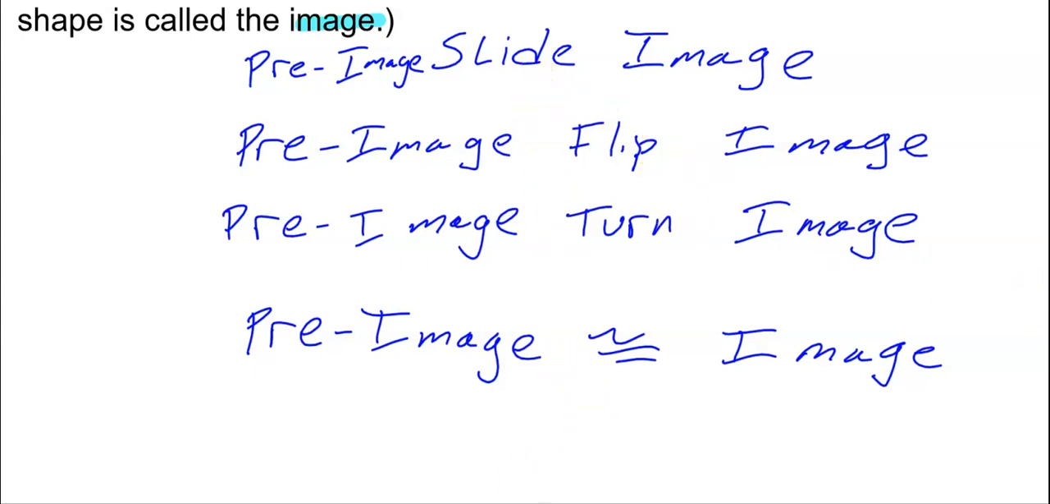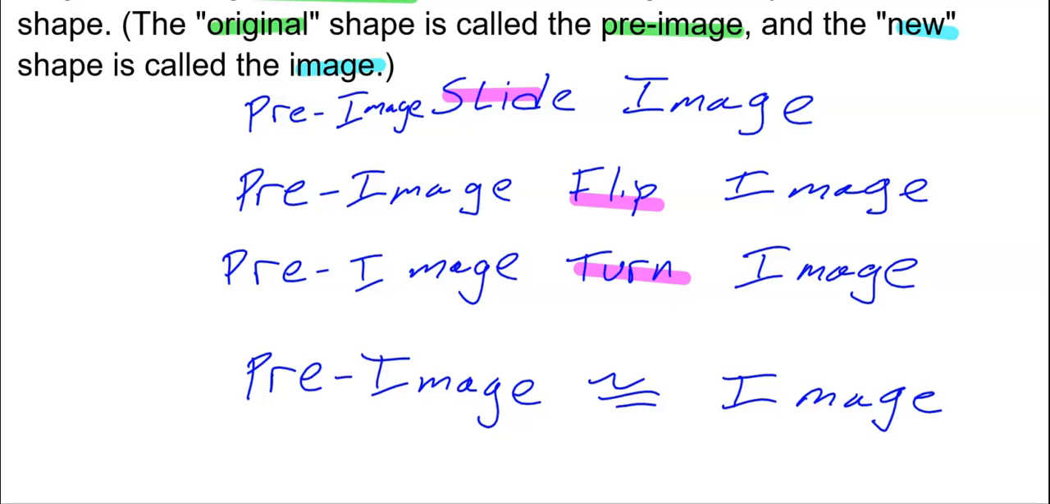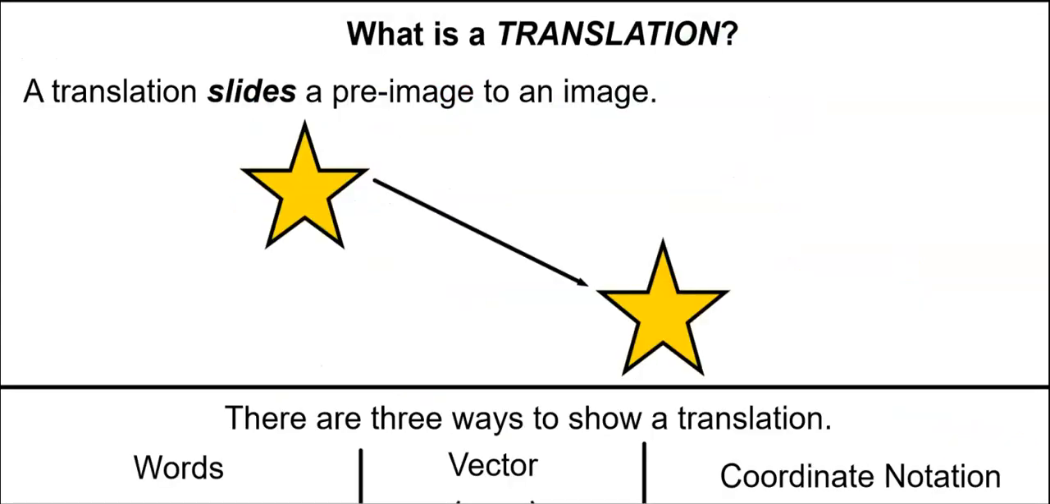So here are my rigid transformations: a slide, a flip, and a turn. Those are my three rigid transformations. They have special names in geometry. We're not going to call them something as easy as a slide, a flip, and a turn, but that's the easy way to remember an isometry. Our first rigid transformation, our first isometry, is a translation.